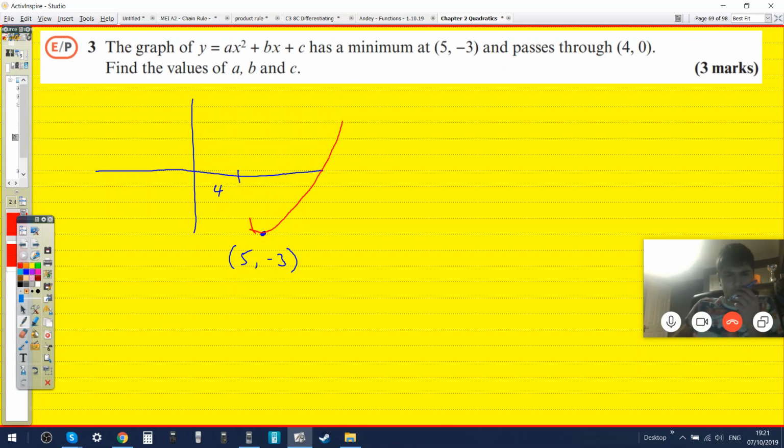So how do we find any idea how we find the other values? So one of the x values is 4, isn't it? Mm-hmm. And we need to find the other x value.